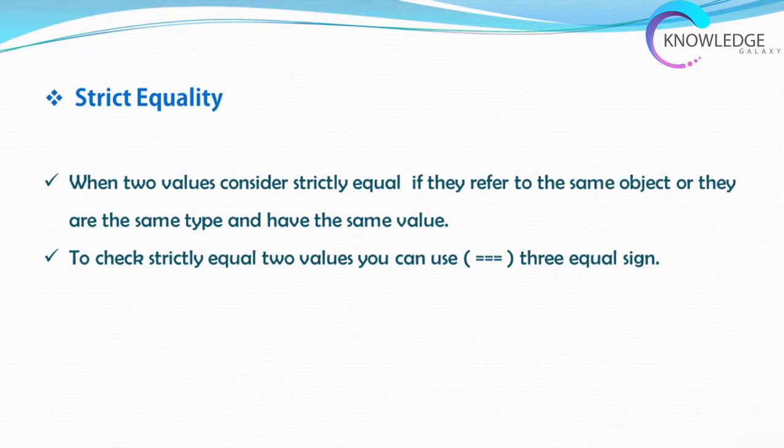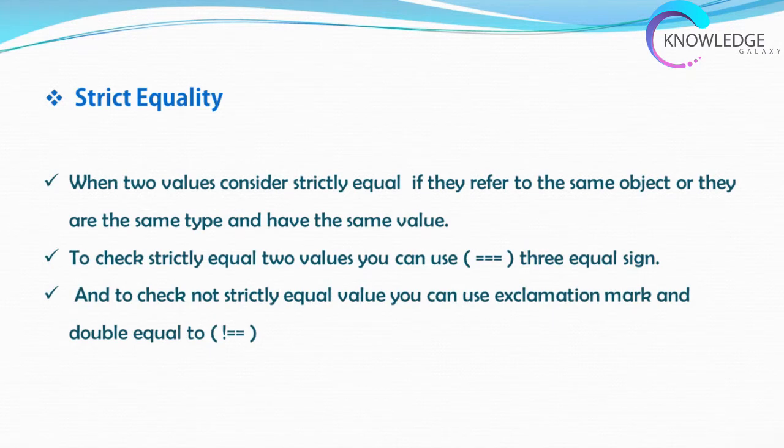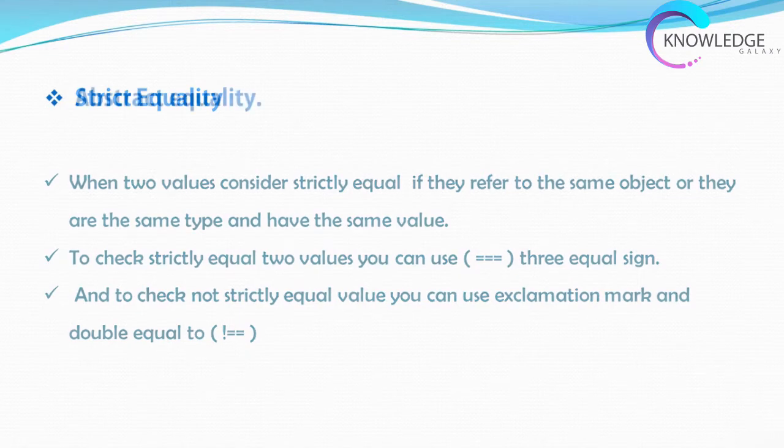To check strict equality, you can use three equal signs. And to check strict inequality, you can use an exclamation mark and a double equal sign. Right? We will take an example after a few minutes. But now, let's move on to the next type, abstract equality.